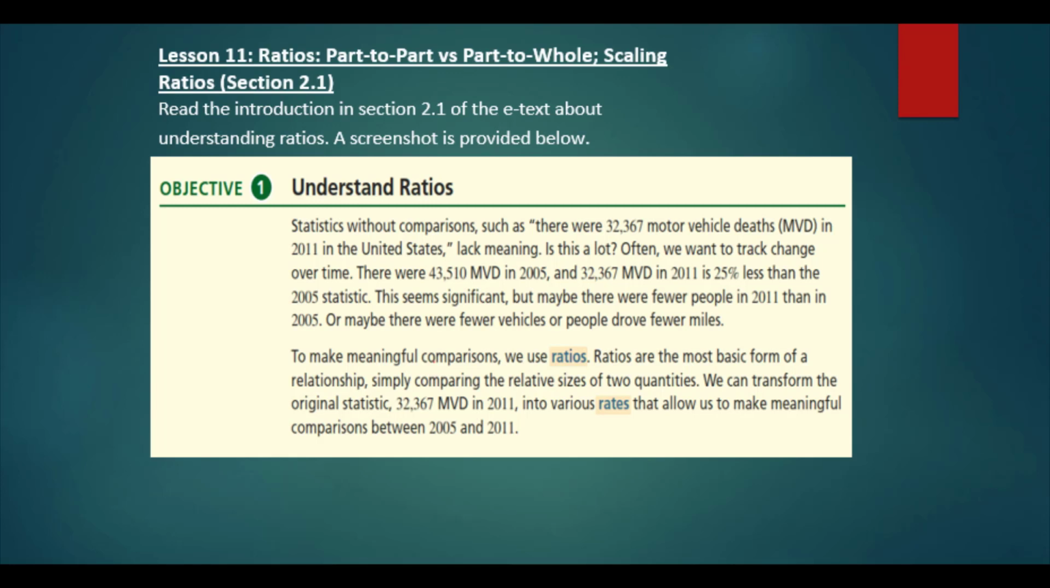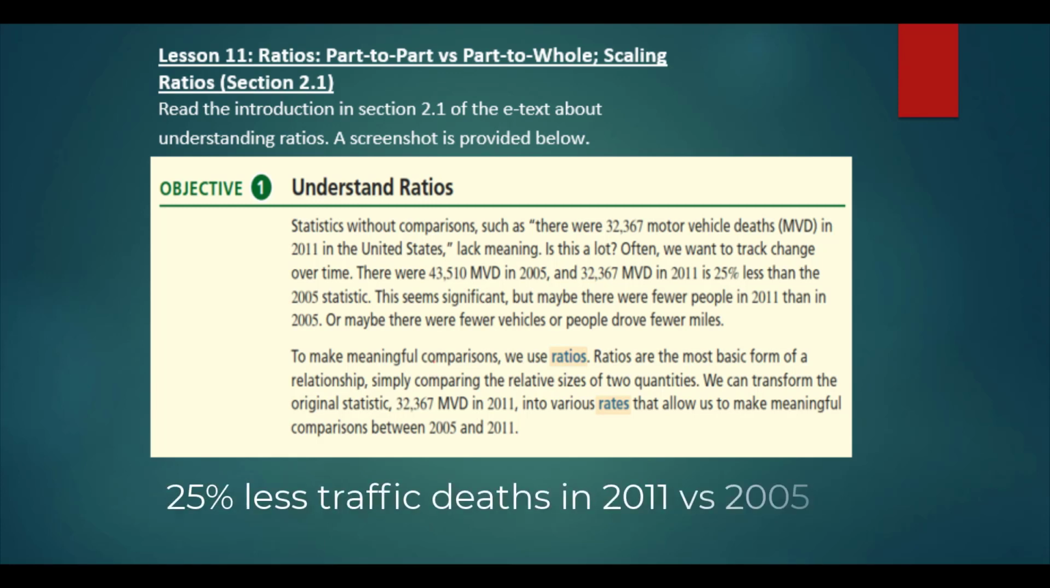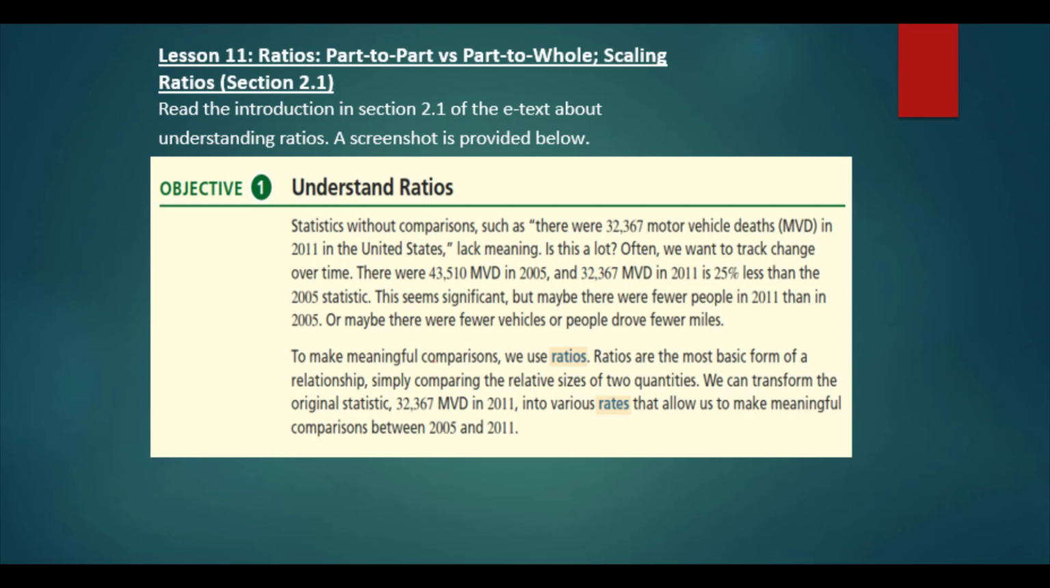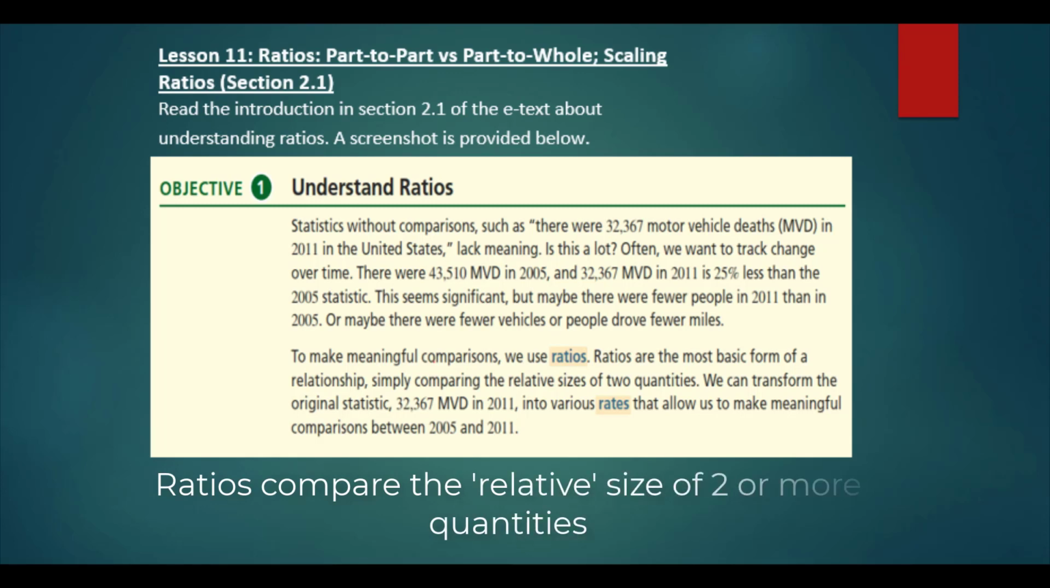So if there were 43,512 motor vehicle deaths in 2005 and 32,000 in 2011, that's 25% less than the 2005 statistic. Seems to be significant, but maybe there were fewer people in 2011 than in 2005. Or maybe there were fewer vehicles. Or maybe people drove fewer miles. So to make meaningful comparisons, we really need ratios. It's the most basic form of a relationship, simply comparing the relative size of two quantities.